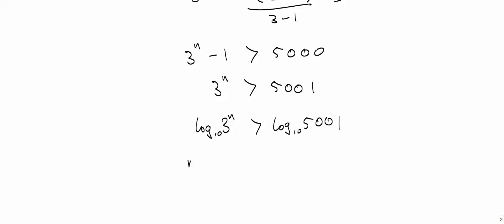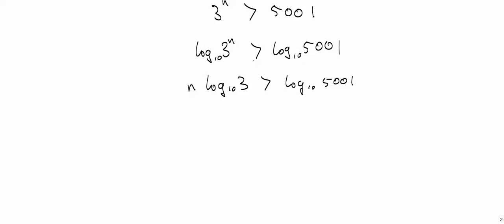And using the log law that enables you to write the power multiplying the logarithm, we get n log 3 is greater than log 5001. And then dividing by log 3. Now remember, as I said in the last video, log 3, is it positive or negative? Log 3 is positive because 3 is greater than 1. If it was log of a half or a number less than 1, that would be a negative number and you'd have to reverse the inequality symbol. But log 3 is positive, so we don't need to reverse the inequality symbol.